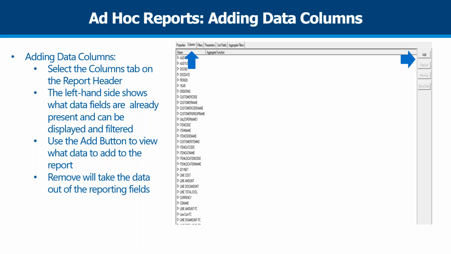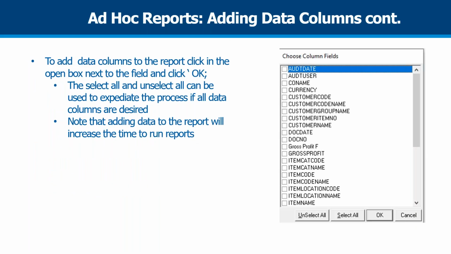Up at the top, you'll see there are columns, filters, parameters, sort fields, and aggregate filters. But for now, let's focus on the columns. The simple add, remove, move up and down functions on the right-hand side will let us control the data we want added to the report, taken out, or help us sort the priority of what should come first. Now, I always like to note that the more things you add, the more you will start to slow down the report.